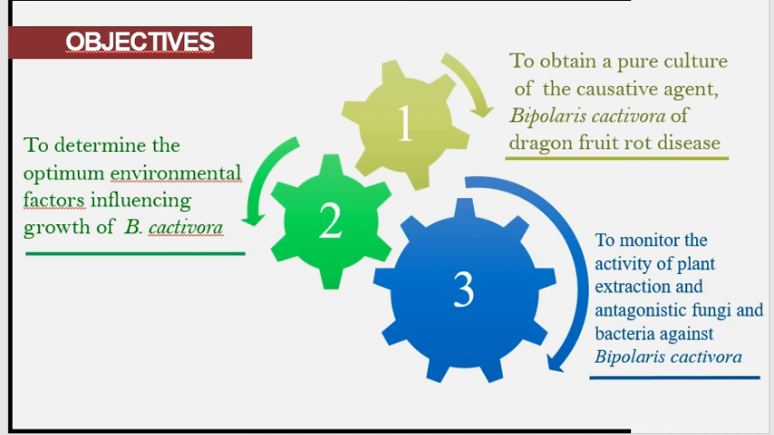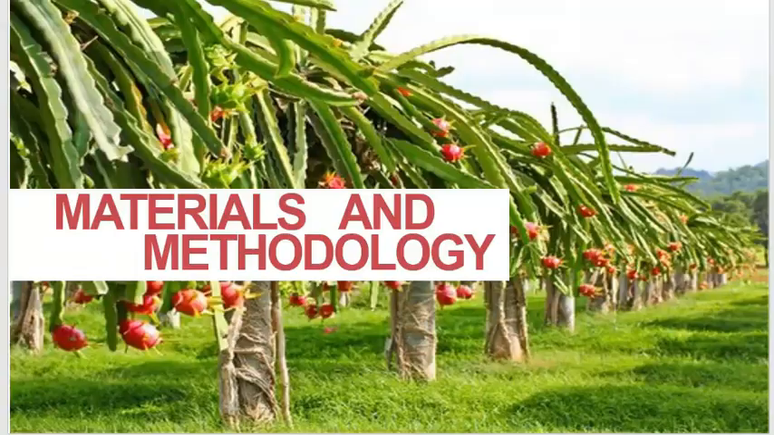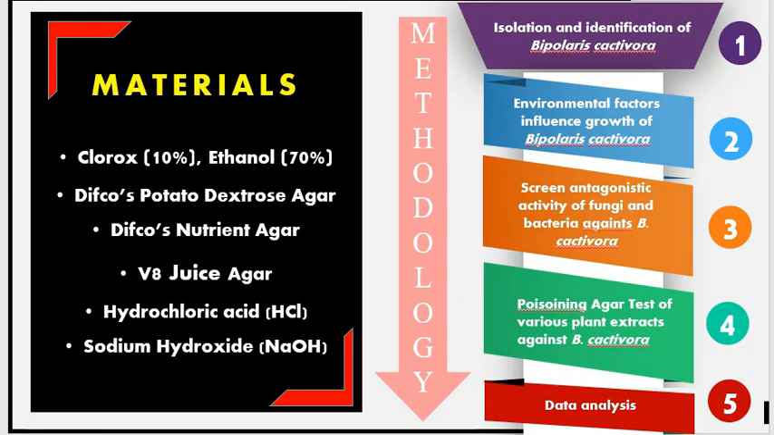Number 2 is to determine the optimum environmental factors influencing the growth of Bipolaris cactivora. Number 3 is to monitor the activity of plant extraction and antagonistic fungus and bacteria against Bipolaris cactivora. The materials that we use in this study are 10% Clorox, 70% ethanol, PDA, NA, V8 juice agar, hydrochloric acid, and sodium hydroxide. First step is isolation and identification of Bipolaris cactivora.